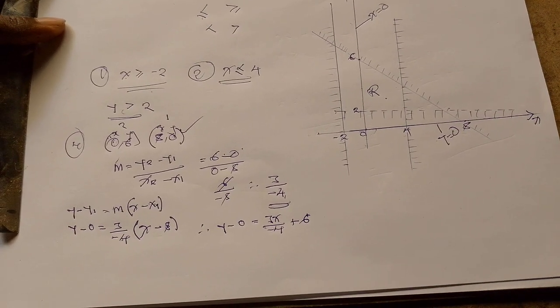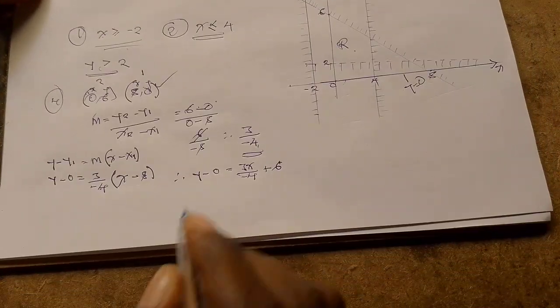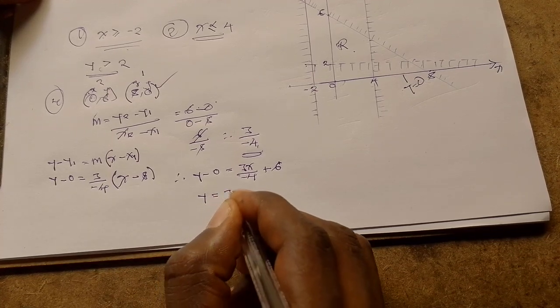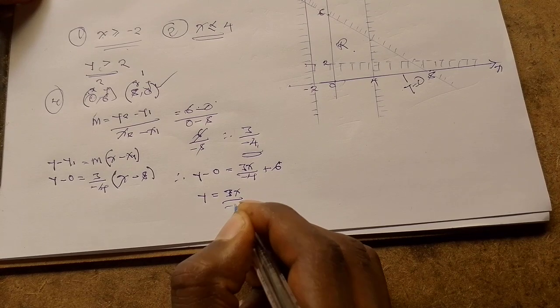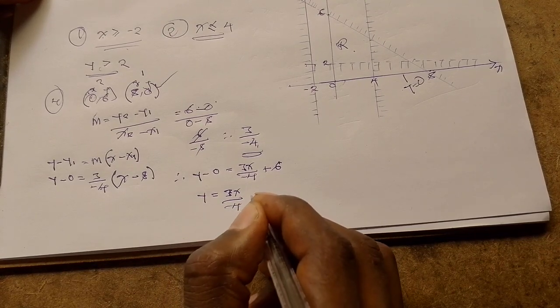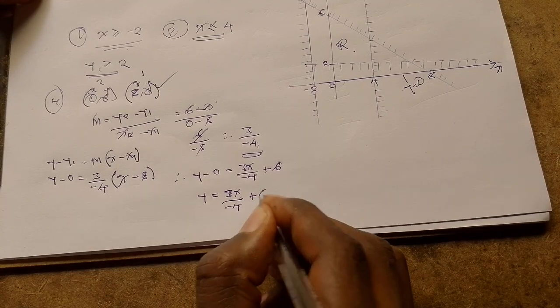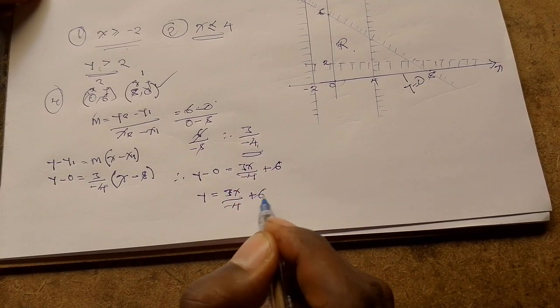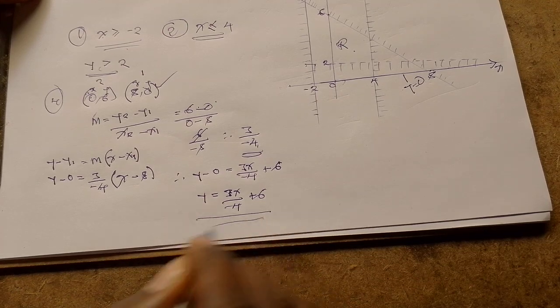Then from here, we can further say y is equal to 3x over negative 4, plus 6. We know that when 0 crosses this side, it will become positive. Then 0 plus 6 gives us 6. So this is the equation which we have found.